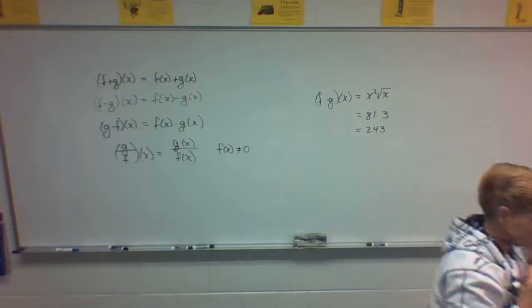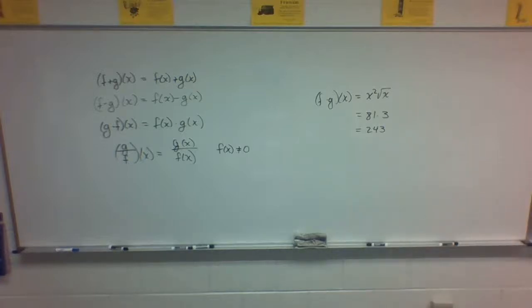Okay. So I'm going to move on. Same thing with the next one. We are to find f over g of x. That means we put f on top, and f is 6x. G is x to the 3/4.